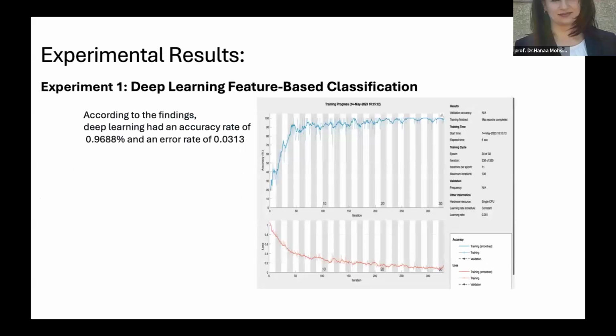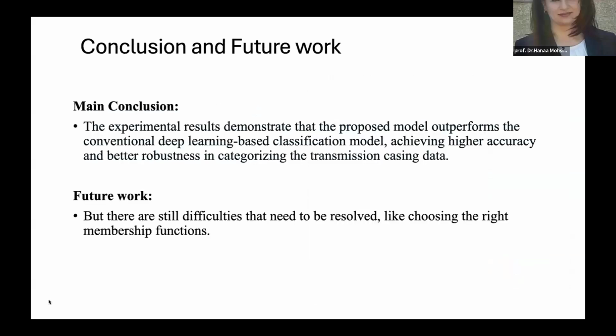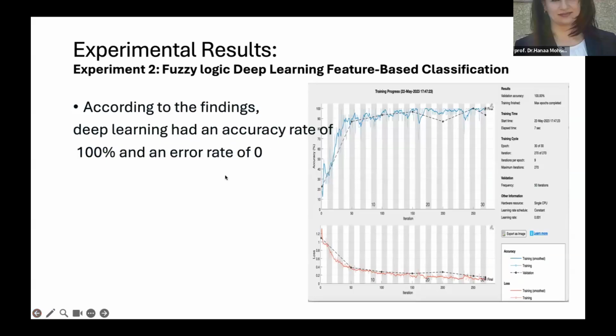We conduct two experimental results. The first one is for the conventional deep learning model, and we present here the training and testing curve, also the accuracy rate and error. When we apply our proposal for the transmission causing data, we found the accuracy rate goes to 100%. Also, we found the error goes to 0.